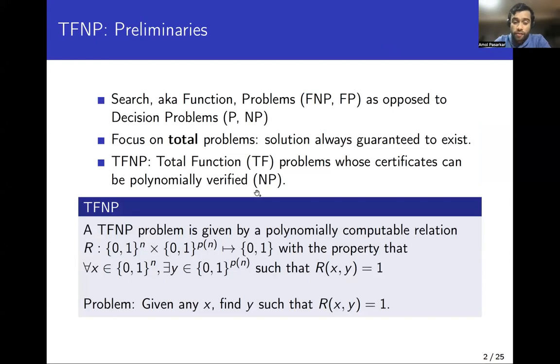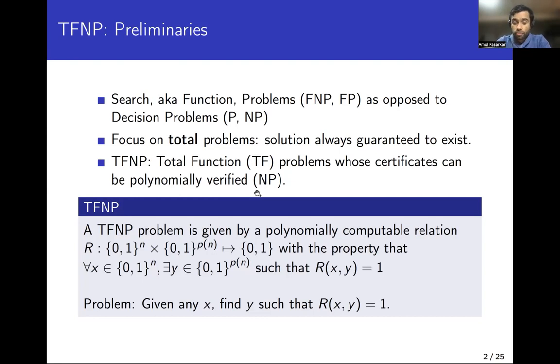So I'd like to start by emphasizing that in this talk, we will primarily be concerned with search, also known as function problems, where the objective is to search for a certain certificate, as opposed to simply decide whether or not the certificate exists, as we would in a decision problem. The major function problem classes include FP and FNP, and these are the search analogs of the more widely known decision classes, P and NP.